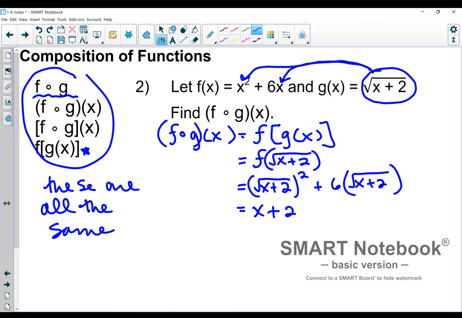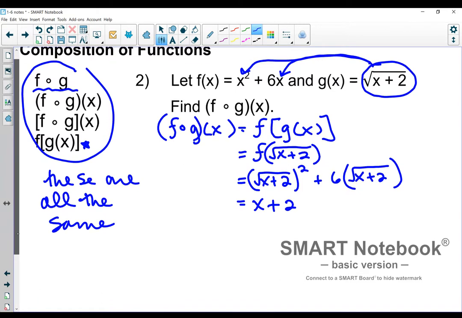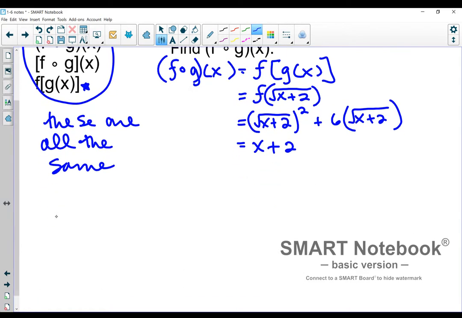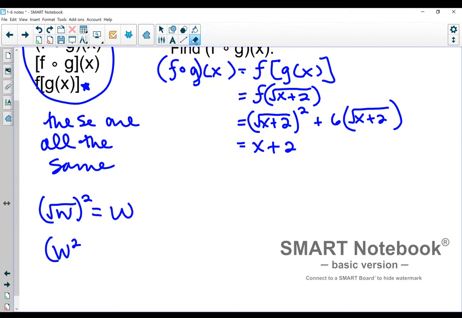So remember, if we have, let's go down here and use a different letter. So if I have the square root of, I don't want to use x, let's use w, and then I square it, it's just equal to w, because my square root could only be something positive to be square rooting it. But if I have w squared, and then I want to square root that, I want to just make this a square root on the outside.